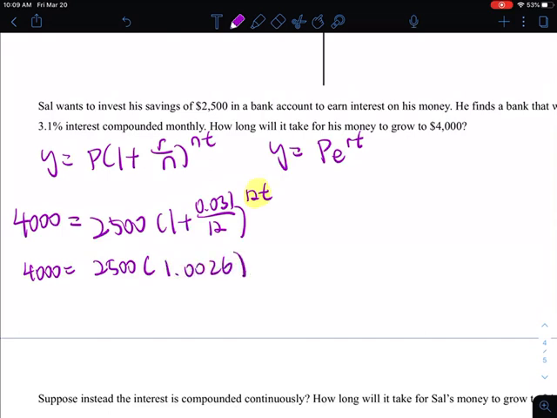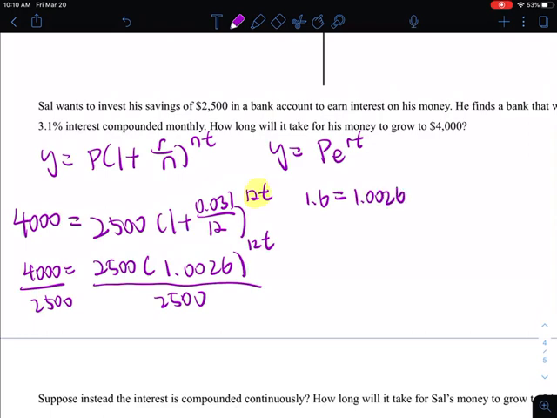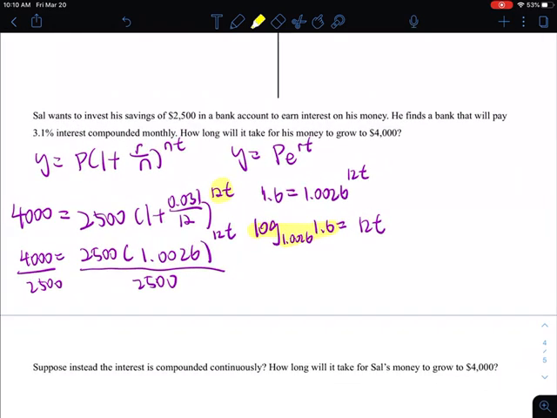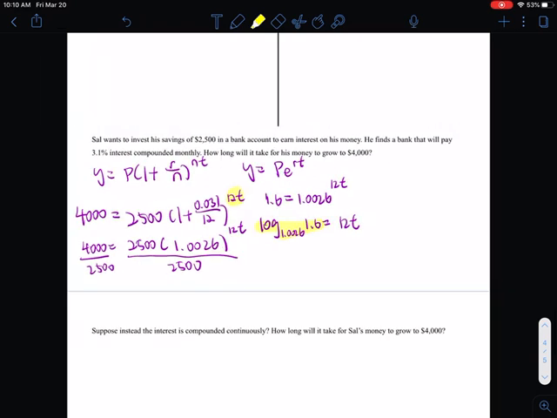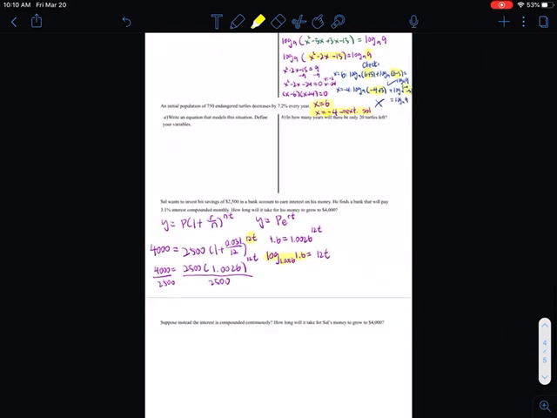So here I get 1.0026 to the power of 12t. And then let's go ahead and divide by 2,500 on both sides. And we get 1.6 is equal to 1.0026 to the 12t. And now we can go ahead and change this into log form. So I have log base 1.0026 of 1.6 equals 12t. And then this on the left, you can just use your calculator and then go ahead and divide by 12. And that will be your final answer. So I'll let you guys finish up that part.